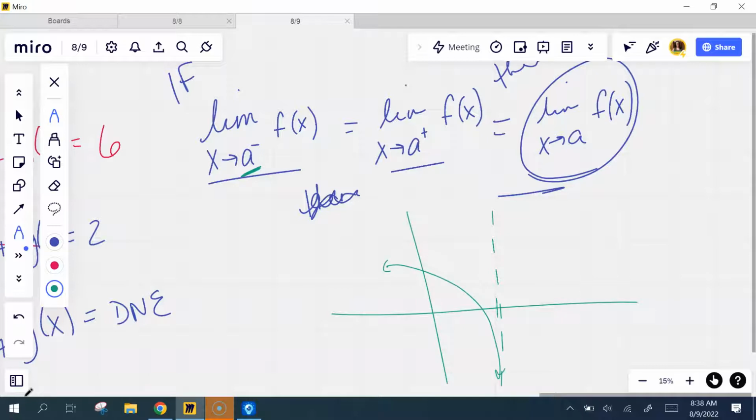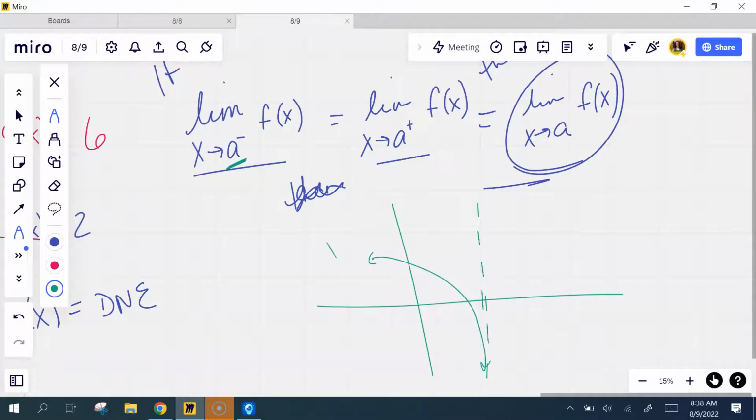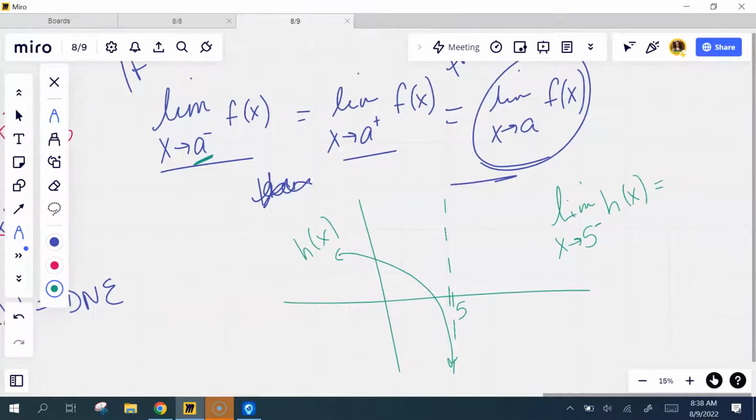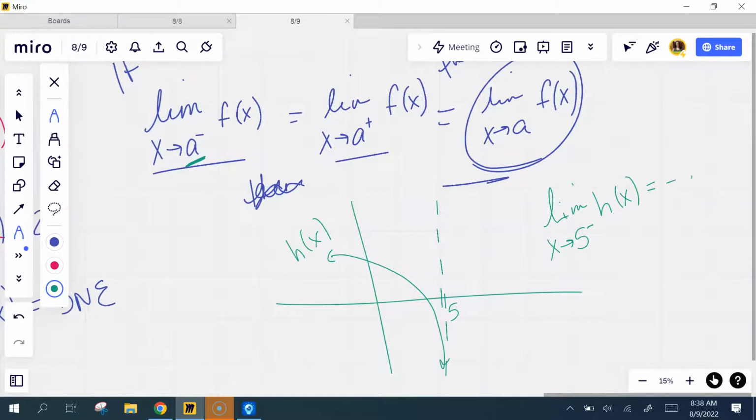if, let's call this, what did I call the other one? g, let's call this h of x. We'll call this 5. What is the limit? And I'm only going to come in from the left side because my function is only defined on the left side of this value. What's the limit as x approaches 5 from the left of h of x here? Negative infinity. The closer I get to 5, the further down it goes. Does that make sense?